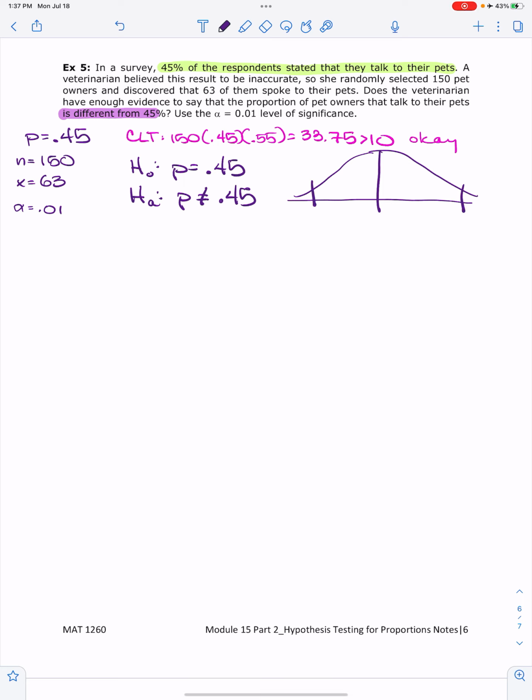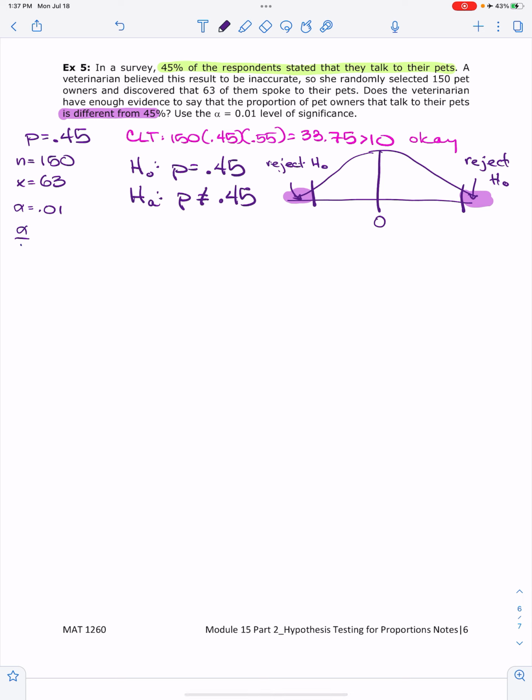It can be down here, significantly less than that 0.45. It can be up here, significantly more than that 0.45. In both instances, we are going to reject H naught if our value falls within either of these regions. Because of this, I like using the critical value method.